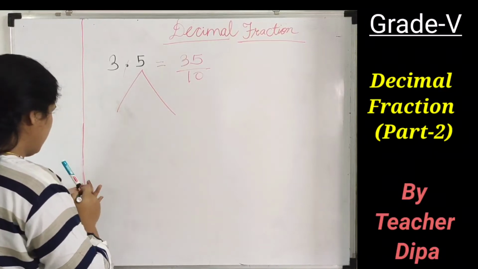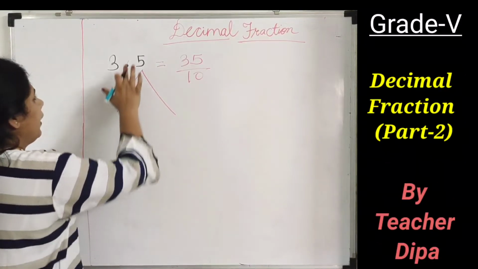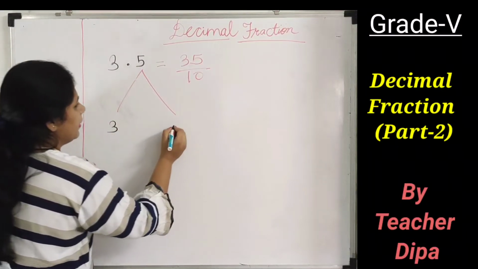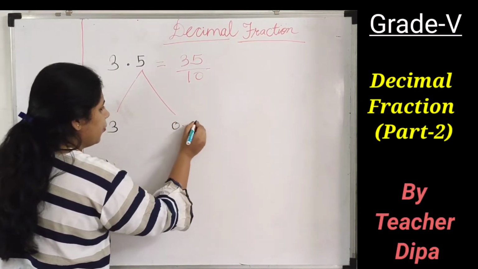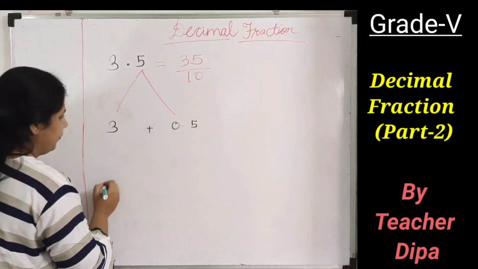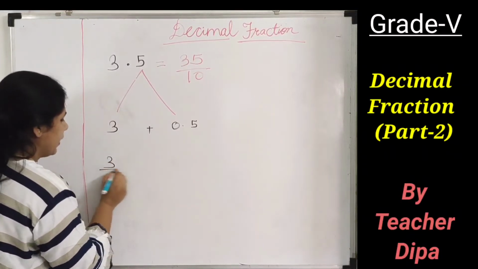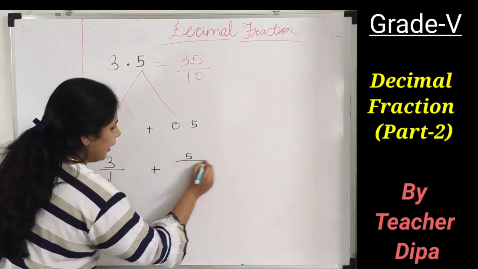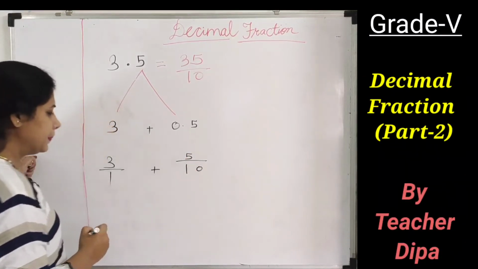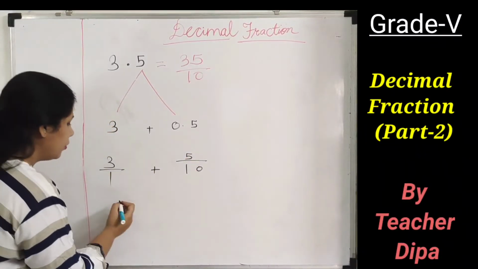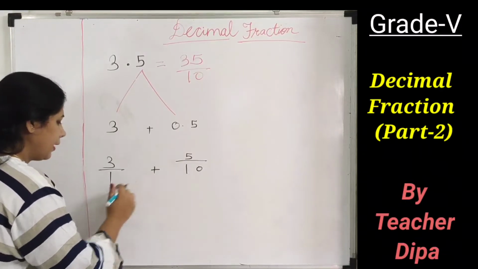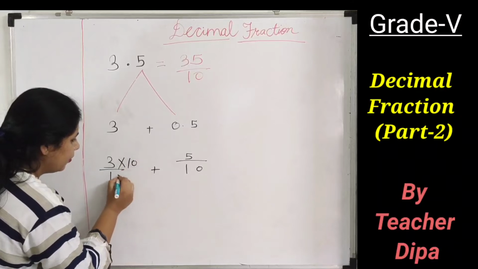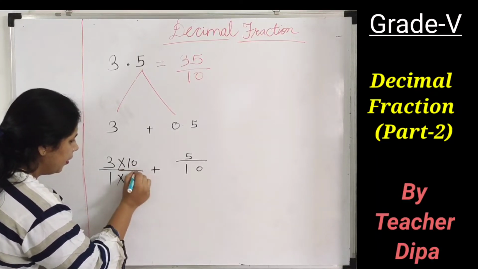3.5, and there I will write the whole number as it is and I will add 0.5 to this number. So 3 I am keeping as it is. I can write 1 as denominator. 0.5 can be written as 5 upon 10. If I again want to make the denominator the same, I can take the LCM of this, or I can multiply the numerator and the denominator with 10.